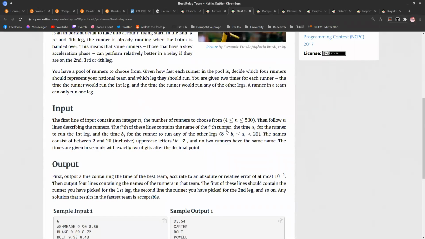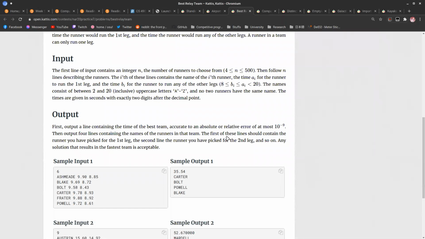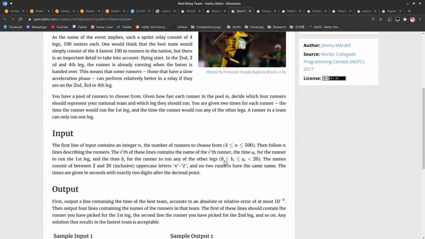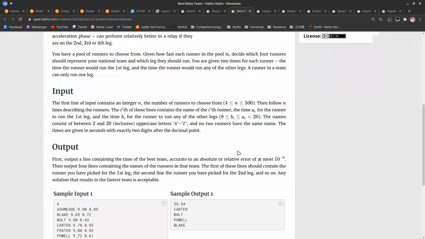For this problem, we need to realize that the only thing that matters is the person running the first leg. For the second, third, and fourth legs, you can choose the three fastest people. So the solution would be to iterate over the person running the first leg, then sort every other person and choose the three fastest for the second, third, and fourth legs. Yeah, that's what I did.